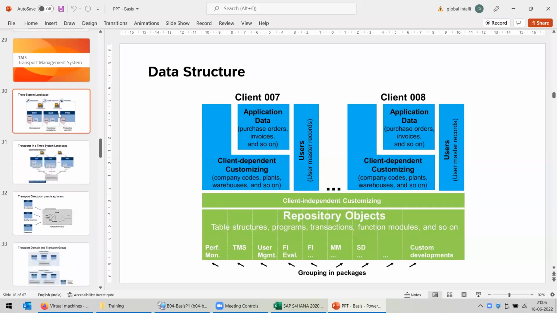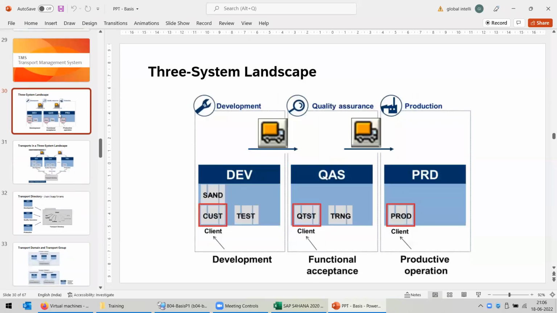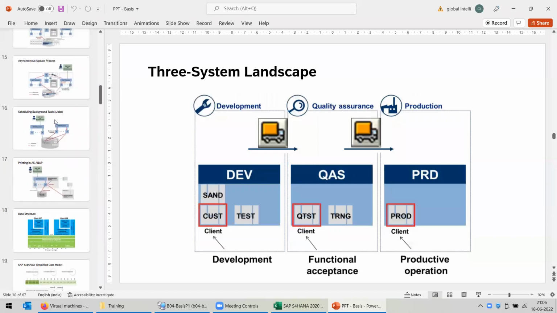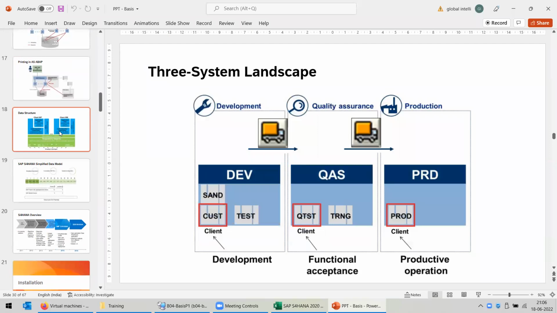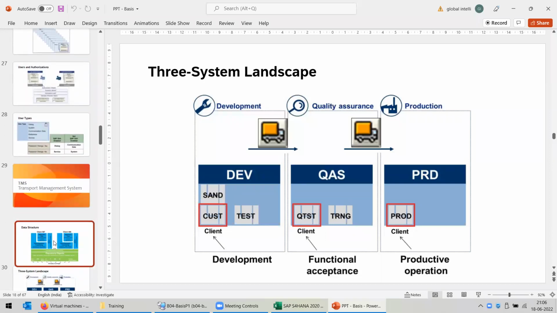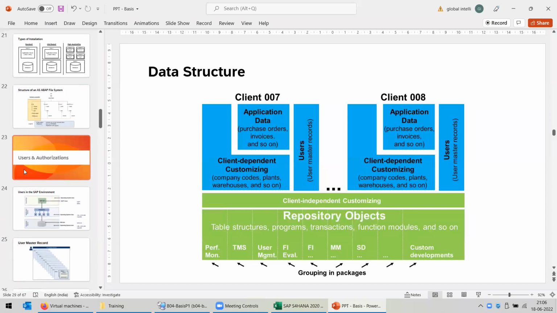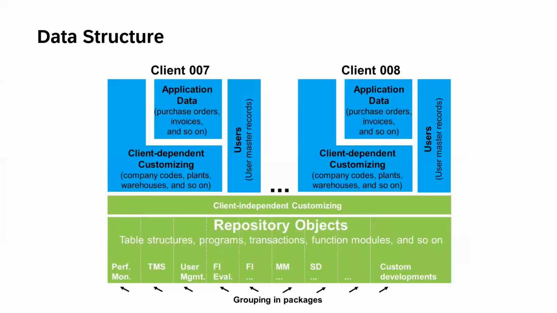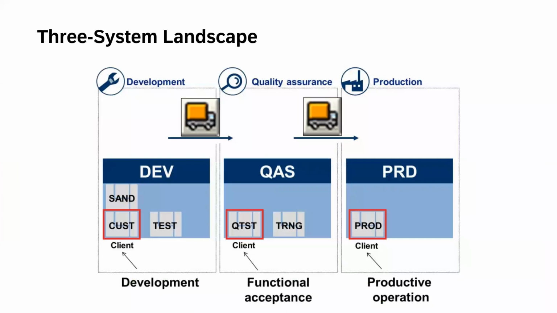Okay, so now let us come back to the same screen which we saw earlier. I think it is better explained over here: TMS configuration, users and authorization. So here you can see there are different clients in different systems. In your dev system, you can see 3 clients.